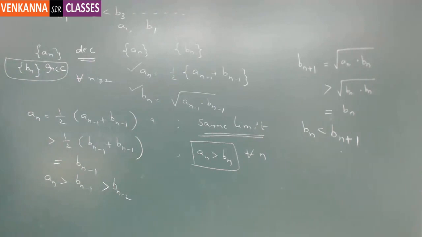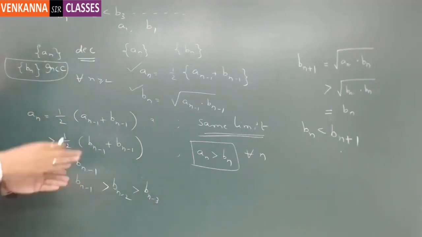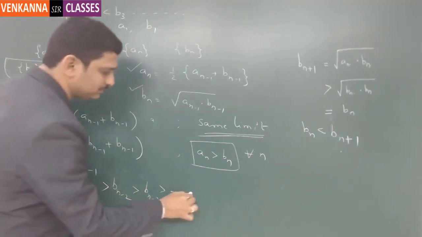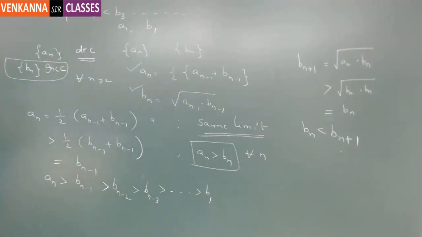Accepted? So again, if you compare the next one, it is greater than bn minus 3, and so on. If you go on like that, you can reach b1. So the ultimate result which you got here is an is bigger than b1.